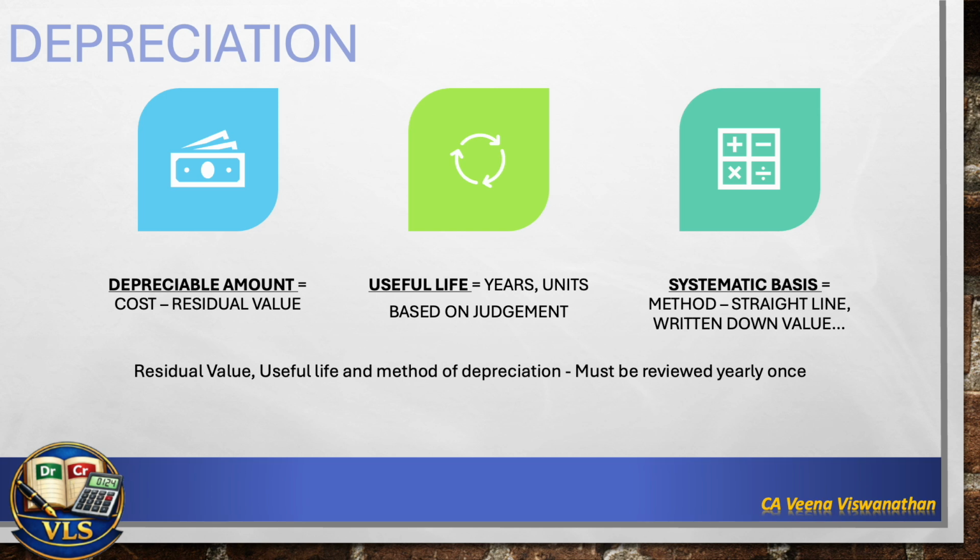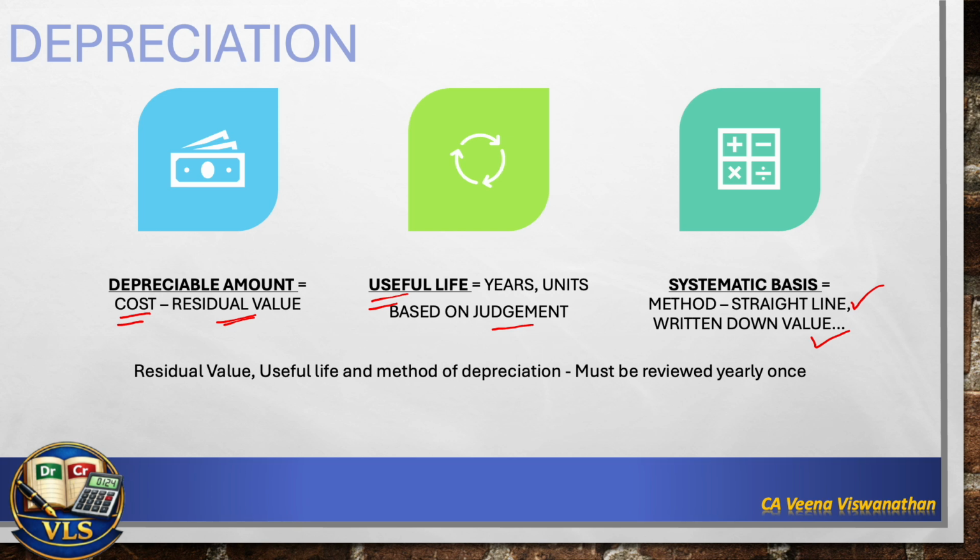IAS 16 tells us three things to consider when calculating depreciation: the cost of the asset, the residual value, which is the estimated value at the end of its life, and the useful life of the asset, which is based on judgment. Companies choose a depreciation method which reflects how the assets are used. The most common methods are the straight line method, written down value method, or reducing balance method, and units of production method. The details of these we will see in our next video.